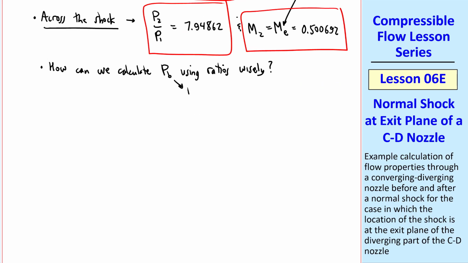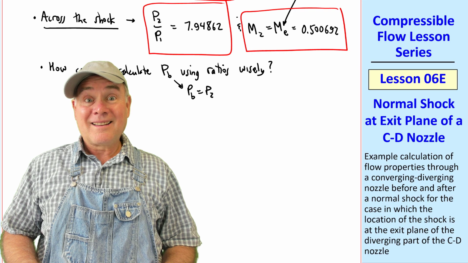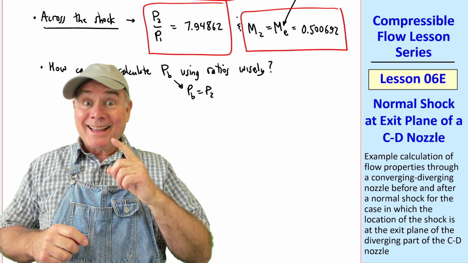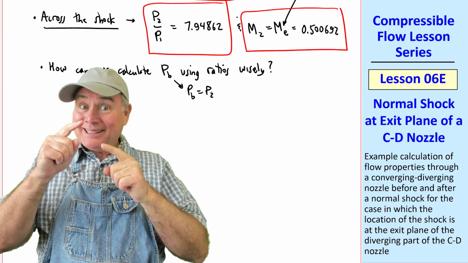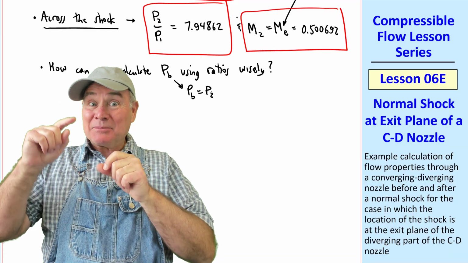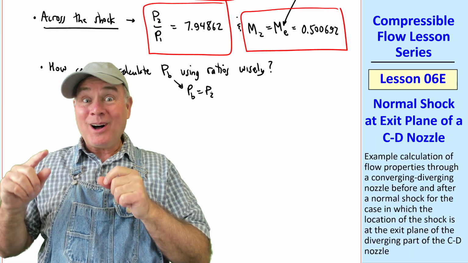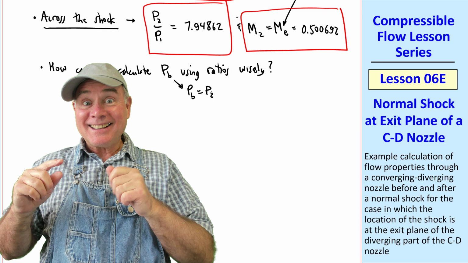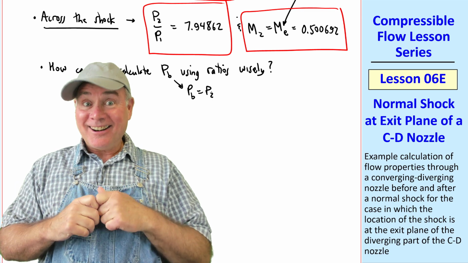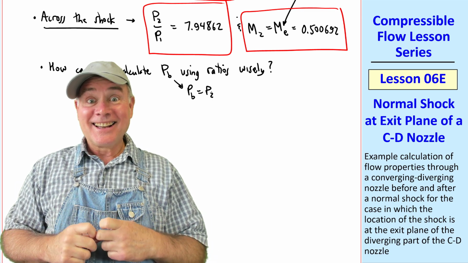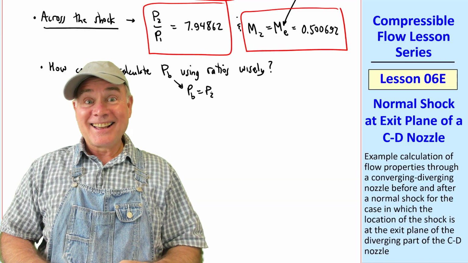And recall that PB is equal to P2 also. I would take P2 equal P2 over P1 times P1 over P01 times P01. Excellent, Dud. Thanks. I've been practicing this ratio stuff. Glad to hear that, Dud. Makes me proud of you.